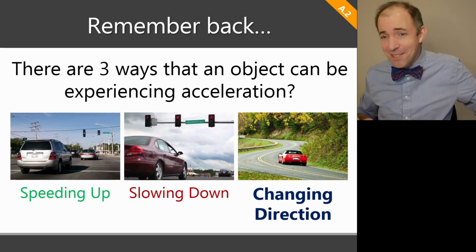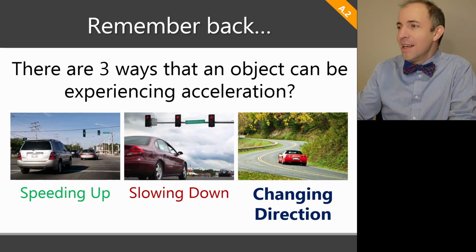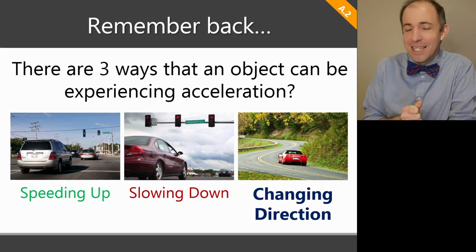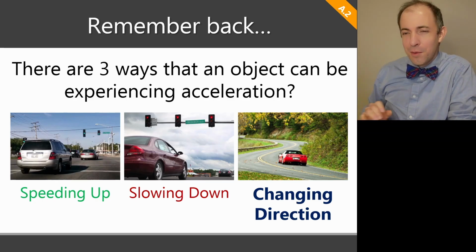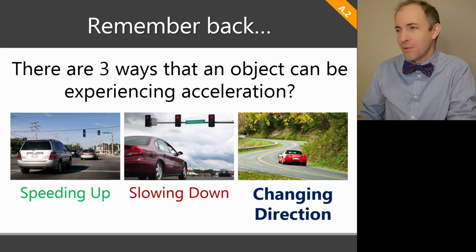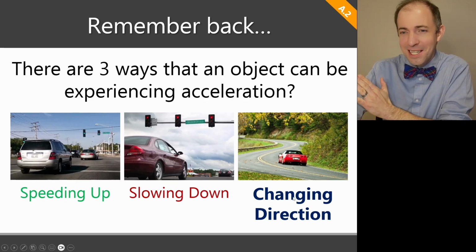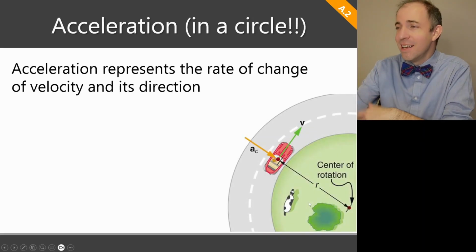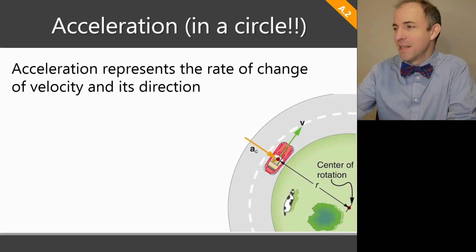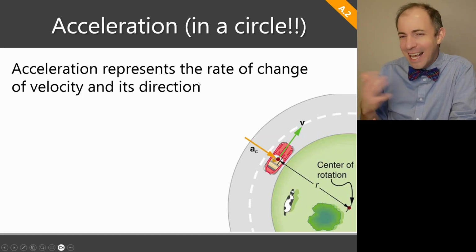Okay, so that's velocity. That's measuring how fast something is moving in a circle. The most important part when we get into circular motion going forward, though, is connecting to forces. And the way that we connect to force is through acceleration. And remember, there are three ways to experience acceleration: speeding up, slowing down, or changing direction. We are going to be focusing on the changing direction. We're going to quantify it. We're not going to derive this equation, but acceleration represents a rate of change of velocity and its direction.